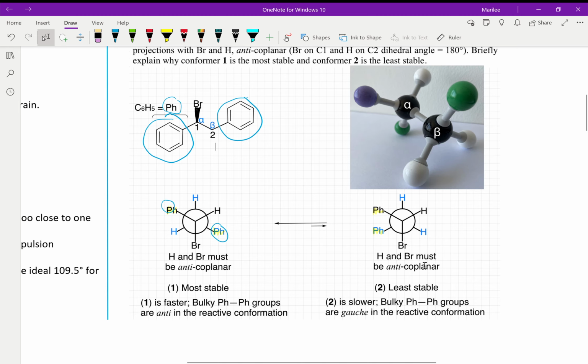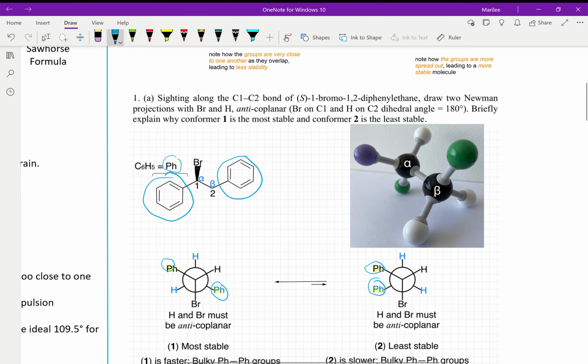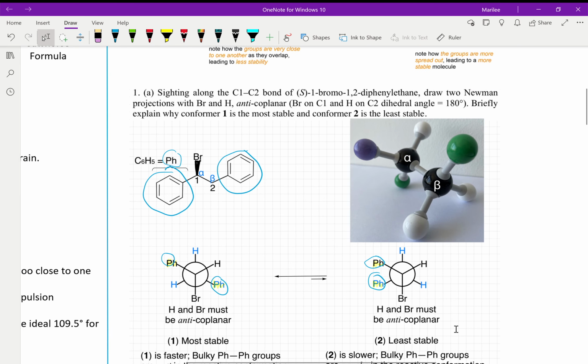As I mentioned before, these two Phs are on the same side, so they're not staggered. Therefore, these are less stable. These are staggered, so they're more stable. They're on the opposite side of each other.